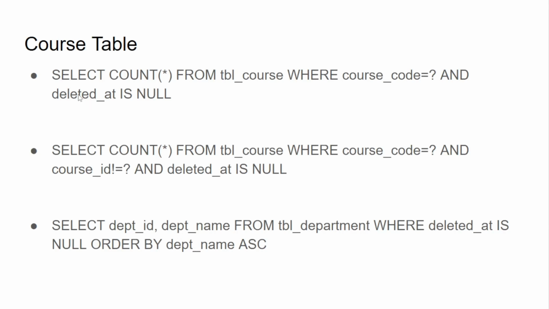And also we have the same implementation from the previous table. We got the checking part. So this is able to check the course code if it's already existing, and this checks if the updated course code already exists. And then this one is also from the other implementation from the drop down. So we are populating the department in the course table drop down. So it is ordered by dep name and then ascending.